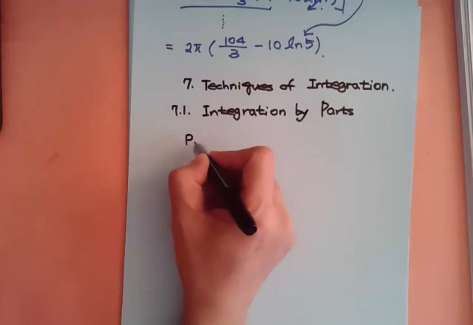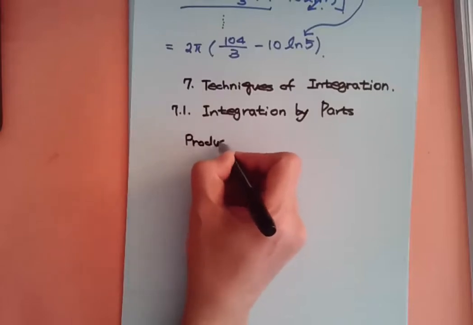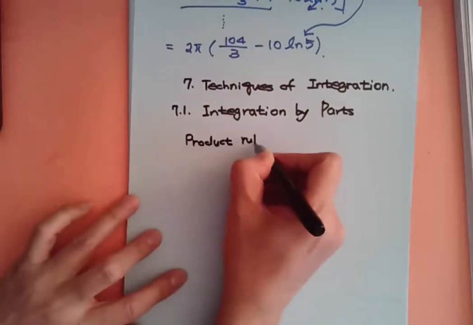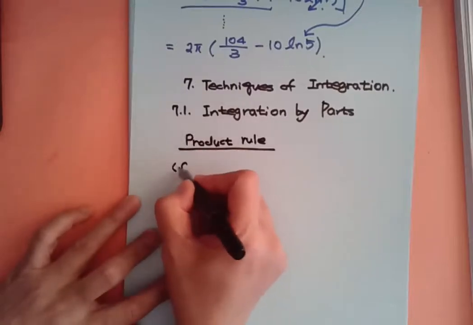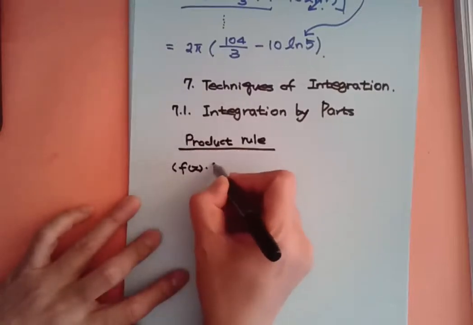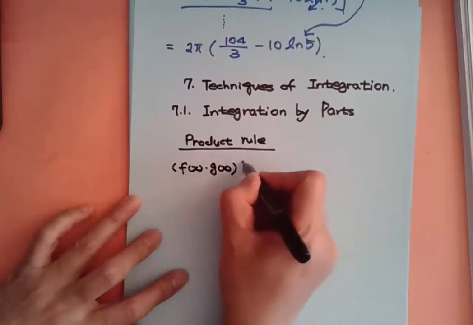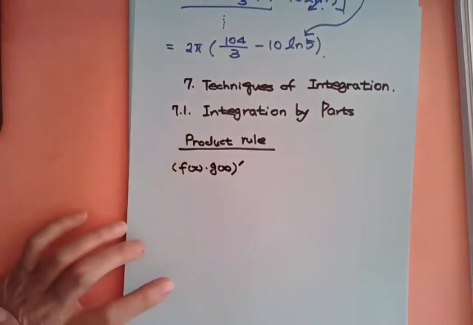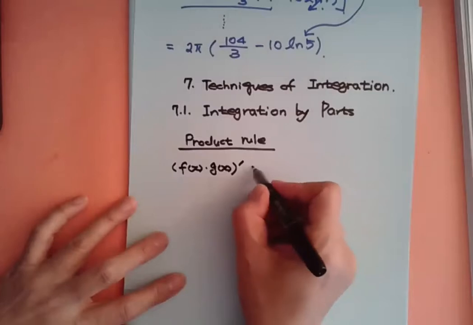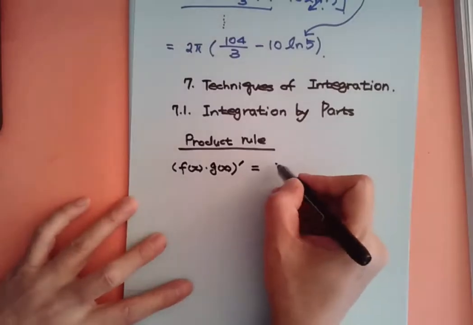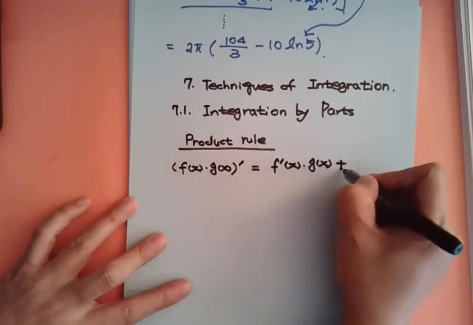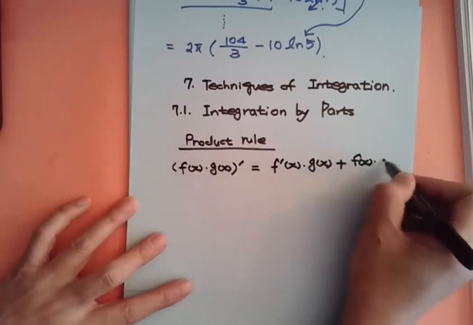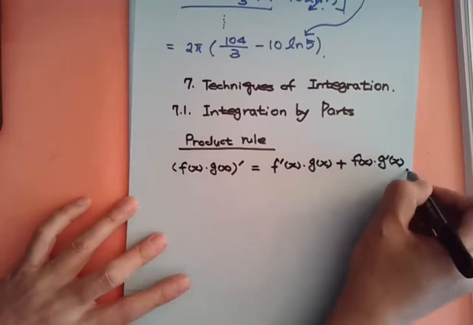Let's recall the product rule. Product rule is applied to the product function. Let's consider the derivative of f times g. Then product rule implies that the first function's derivative times the second function plus first function times the second function's derivative.